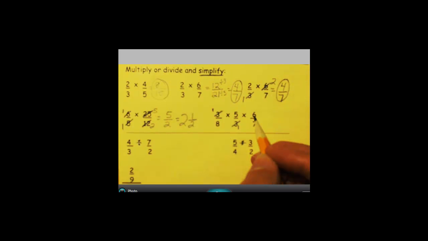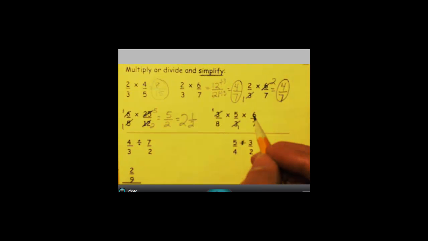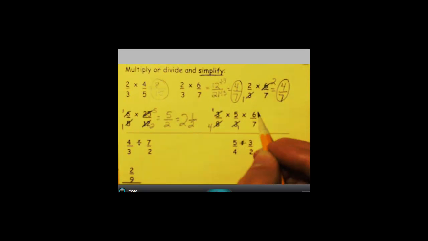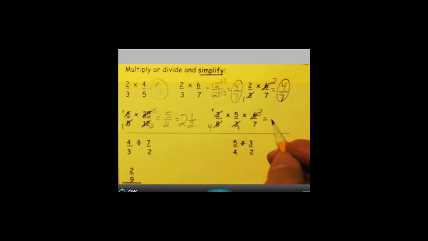So 8 divided by 2 gives us 4. 6 divided by 2 gives us 3. I don't see any other simplifications that we can do, so I'm going to multiply across here. 5 times 3 gives us 15, and 4 times 7 gives us 28. And that's pretty much all that we need to review for multiplying fractions.